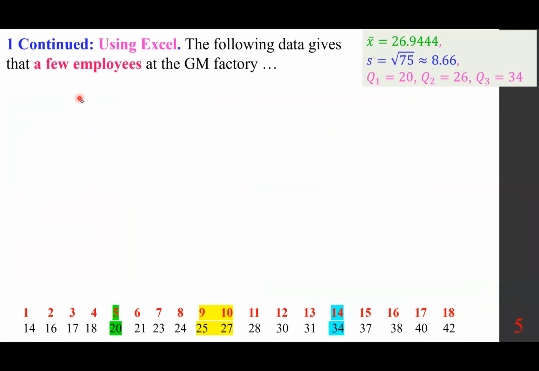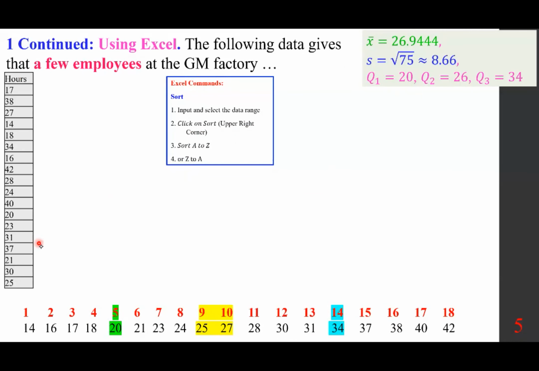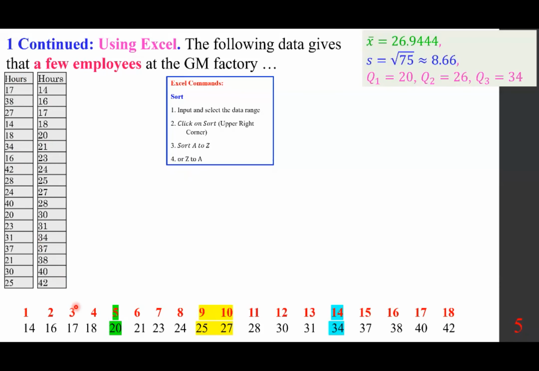Now, the same thing, we have the information. If you were to use Excel, you can input and select the data range, click on sort A to Z or Z to A, and you put the information. The moment you sort it, it puts it in the order, for example.